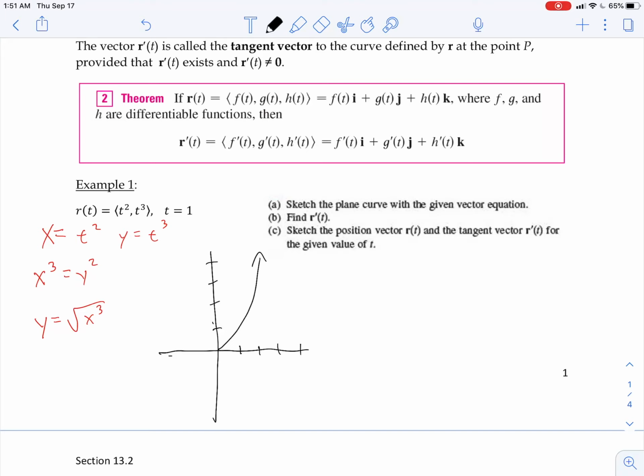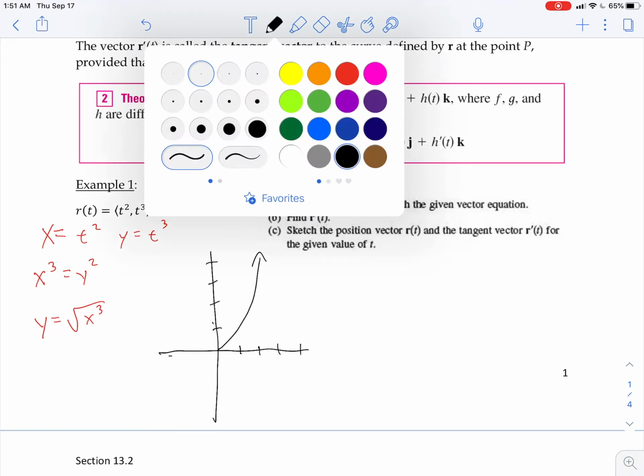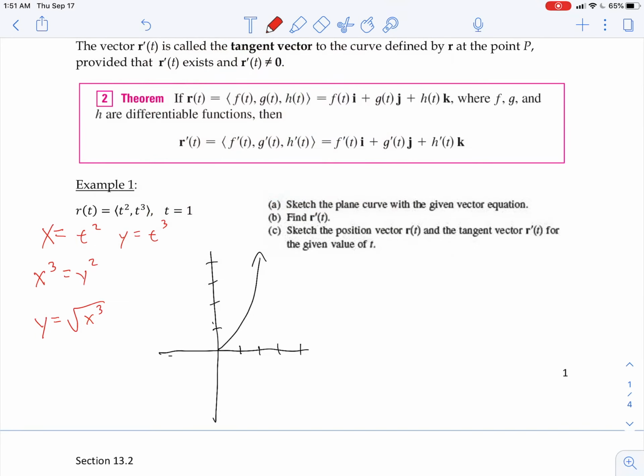Now, to find r prime of t, what I want to do is just take the derivative of r. So here's B. R prime of t is just the derivative. The derivative of t squared is just 2t. The derivative of t cubed is just 3t squared. So there's my vector function, or my tangent vector.